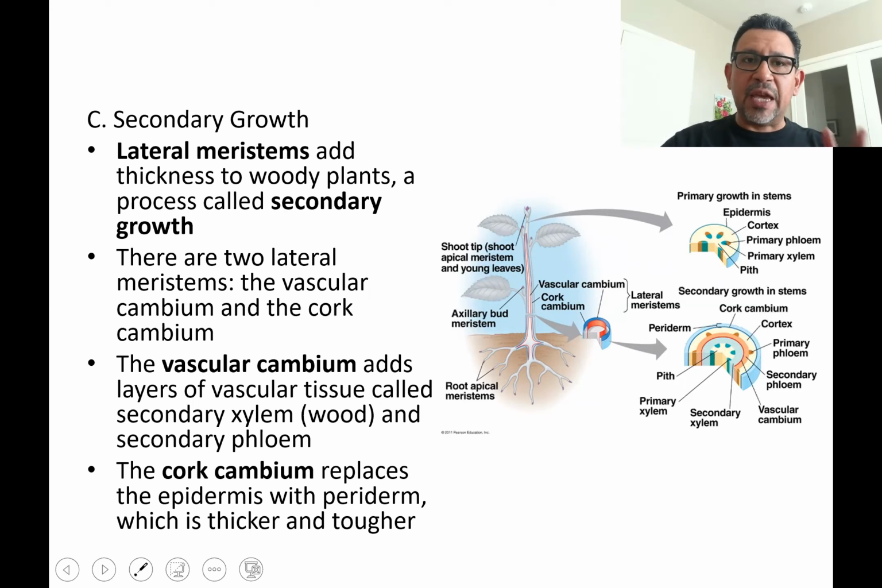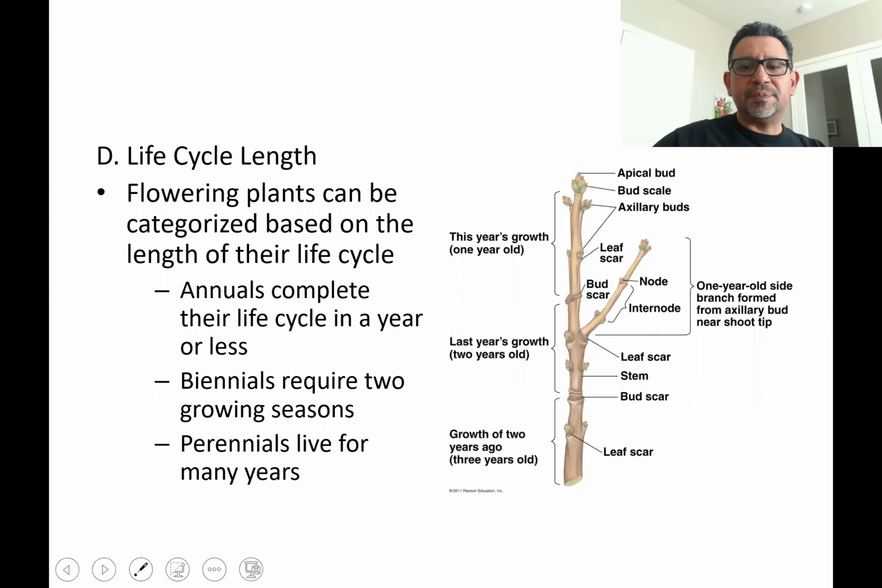Now, there's also going to be another type of lateral meristem, and that is going to be called cork cambium. And this is going to be replacing the epidermis of the plant with a layer called the periderm. Peri means like the perimeter, the outer perimeter of the plant, and derm is going to be making reference to a protective layer. The periderm is going to be, of course, thicker and tougher than the epidermis a plant had when it was just beginning to grow, as it had just emerged from the seed through the process of germination.